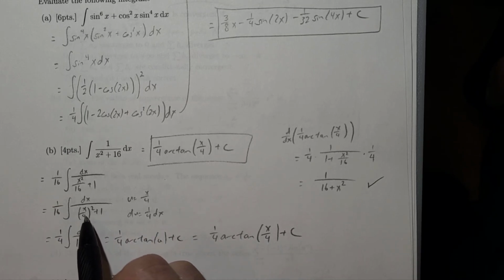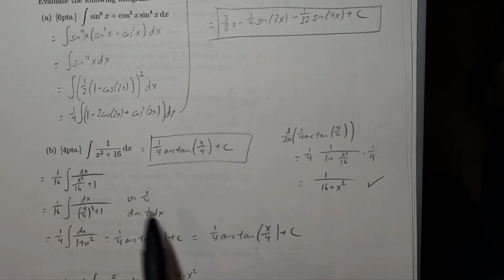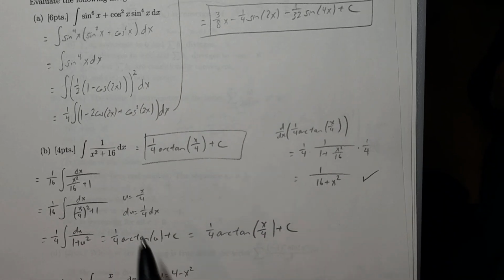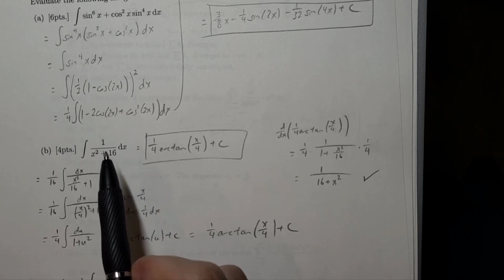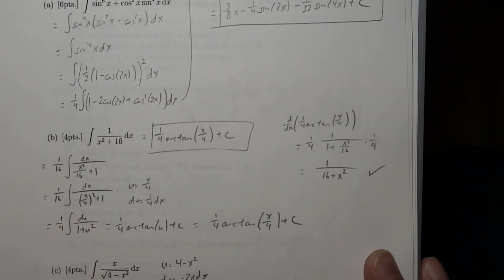Okay, and then this is my u, so u squared plus 1. Okay, this is arctangent now. Okay, and then back substitute u as x over 4. Exact same thing. This is how you can do it algebraically, if you recognize that it looks like arctangent, but it's not quite there. Again, you could have used trig sub here as well if you really wanted to. I didn't do that here.